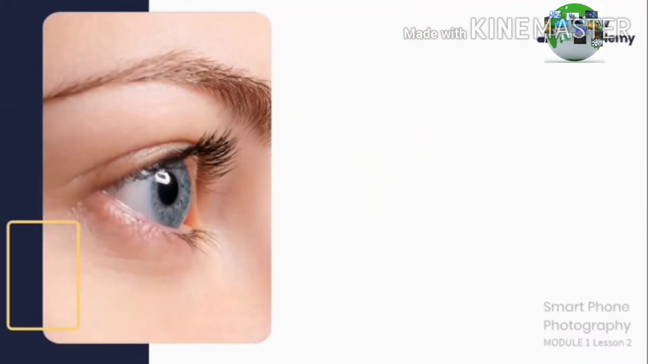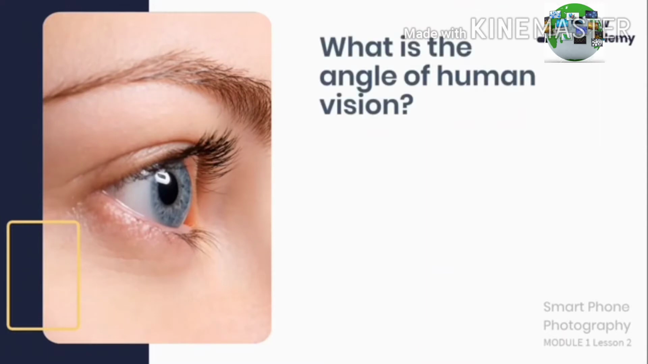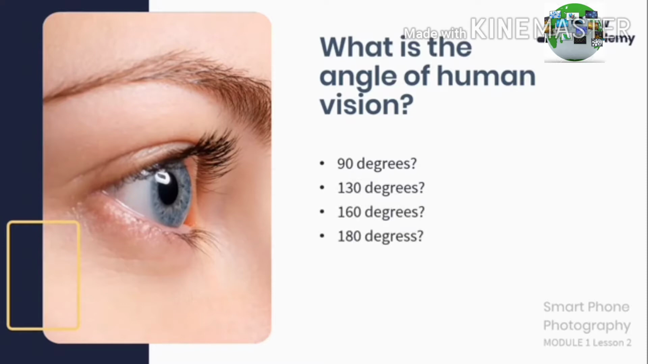So first off, I want you to answer me this question. What do you think is the angle of human vision? Try this: look straight forward, and think about how much you're actually able to see. What do you think is the actual angle of vision? Is it 90 degrees? Is it 130 degrees? Is it 160 degrees? Or is it 180 degrees? How much do you think you can actually see when you look forward? What answer do you think it is? Just type it into Morpheus there and let us know.